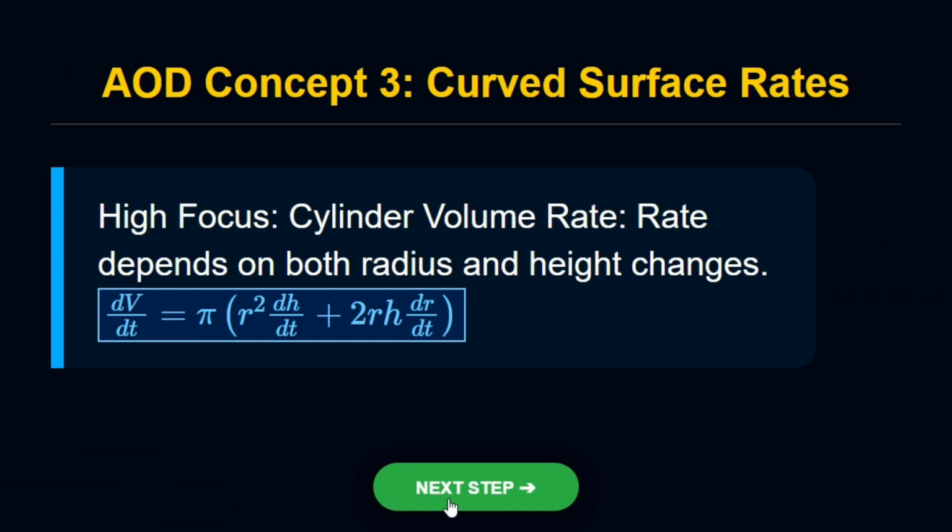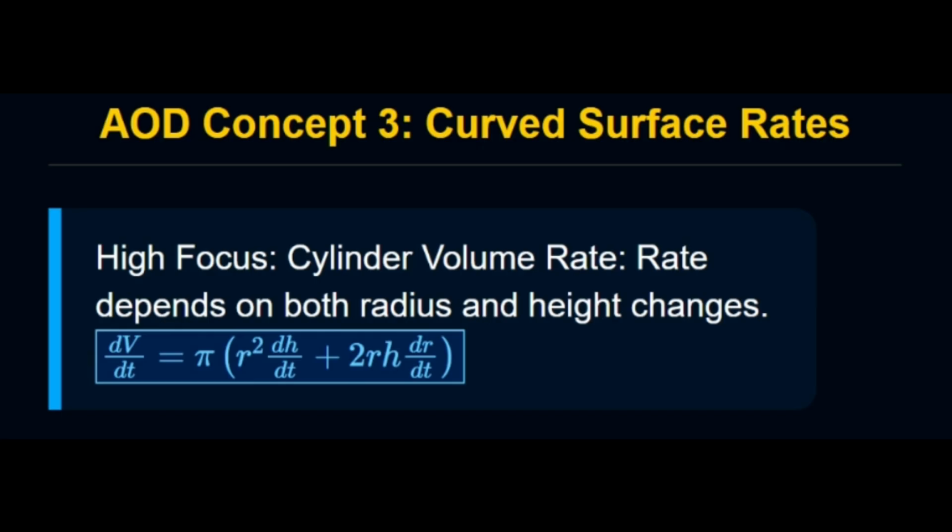Next, volume of cylinder. Here two variables are involved, so the formula will be different. Clearly observe it. The volume rate depends on both radius and height changes. So dv by dt is equal to pi into r square into dh by dt plus 2rh into dr by dt.